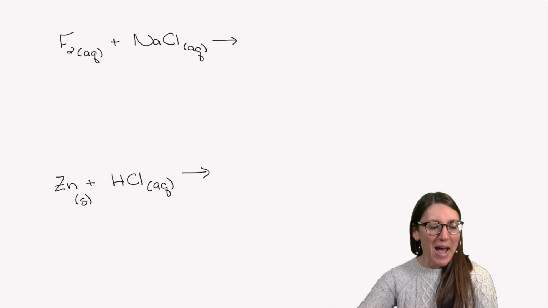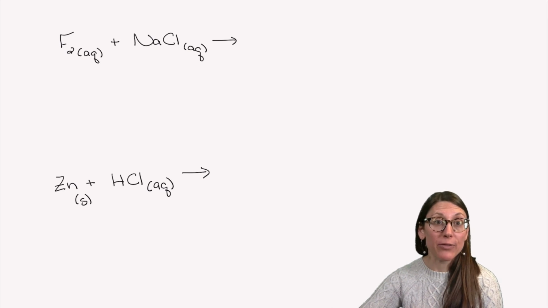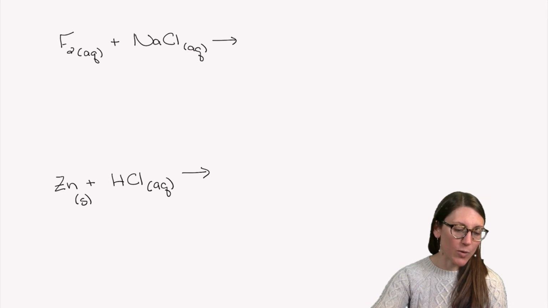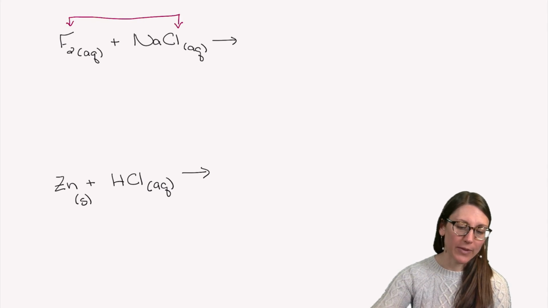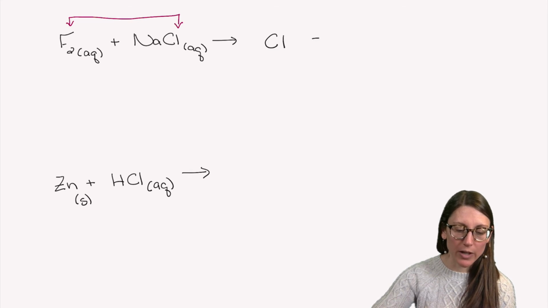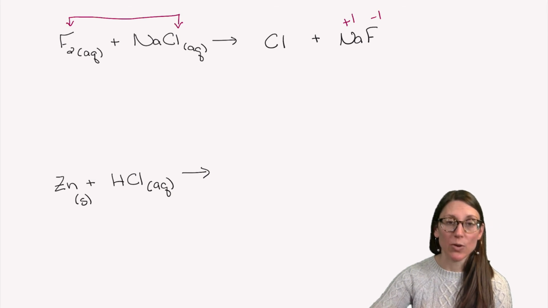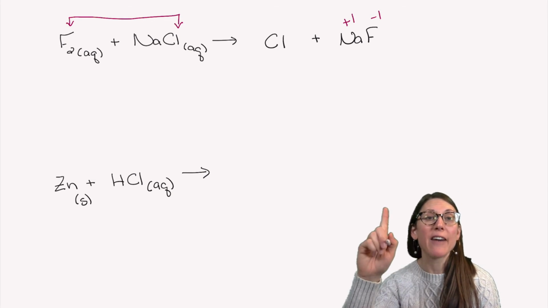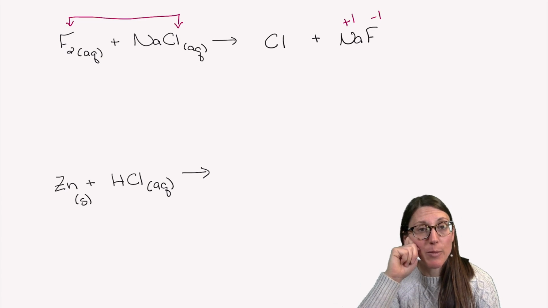2 more. Okay, here I've got fluorine. Fluorine is a halogen, and so it's going to take the place of the halogen, of the chlorine. And so when I go to swap things out, I'm going to do chlorine, and then I'm going to say NaF. Now let's check charges. Sodium's +1, fluorine's -1. That's good, but you have to remember to be on the lookout for diatomic elements.